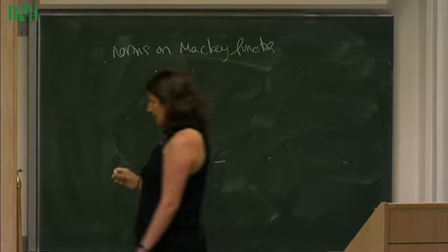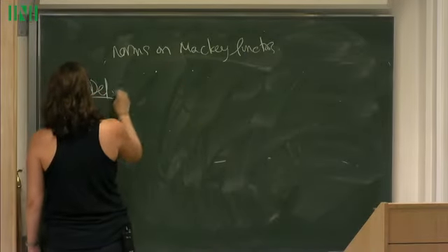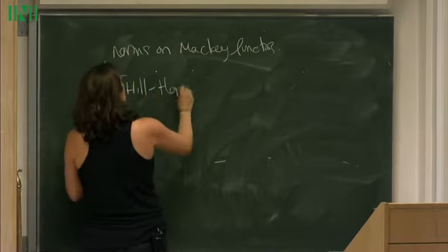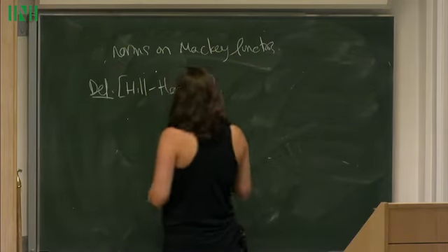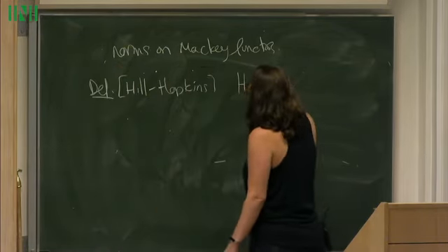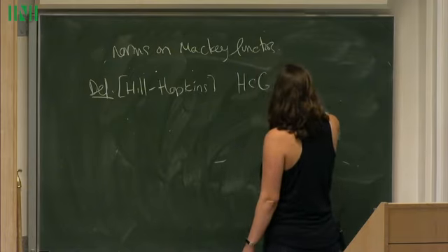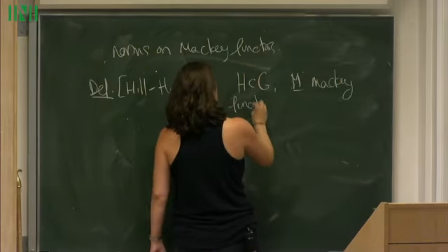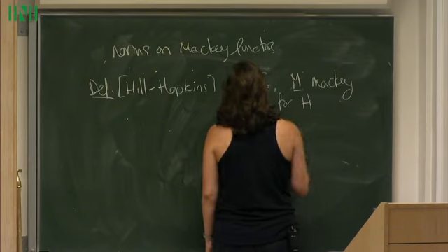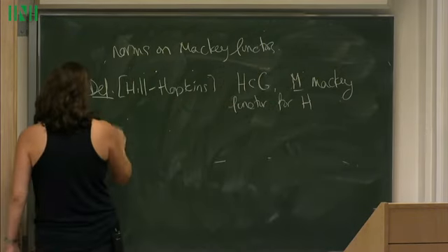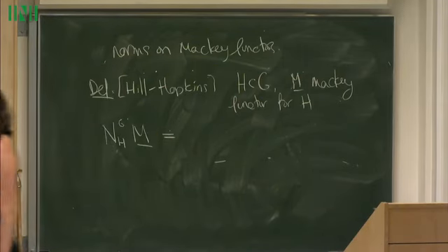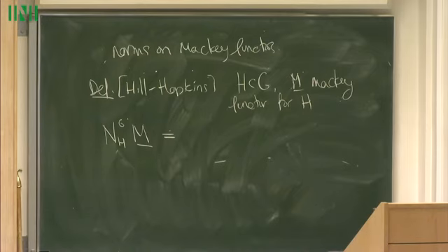Okay, so one notion of norms on Mackey functors, so let me just say one definition, is due to Hill-Hopkins. And this looks like the following. Let H be a subgroup of G and M a Mackey functor for H. And what I want is a norm from H to G of the Mackey functor M. So I want to feed this thing an H Mackey functor, and I want it to give back to me a G Mackey functor. And how can we do this?